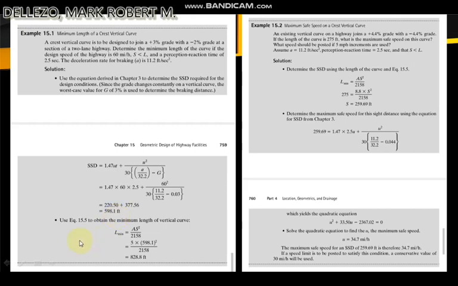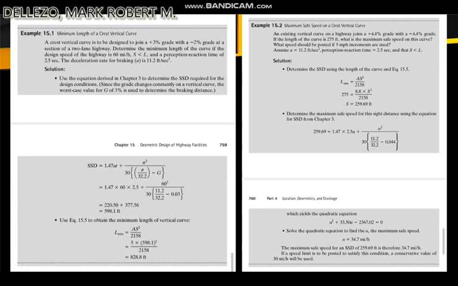Then use equation 15.5 to obtain the minimum length of vertical curve. So L minimum equals A S squared over 2158. Then substitute all the numbers, and the answer is 828.88 feet.